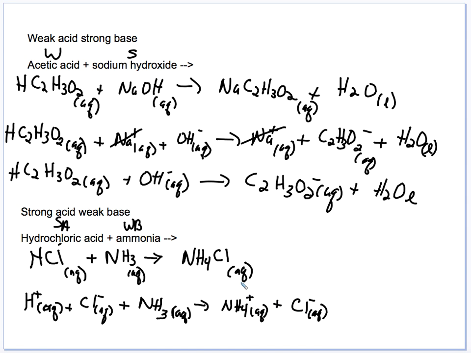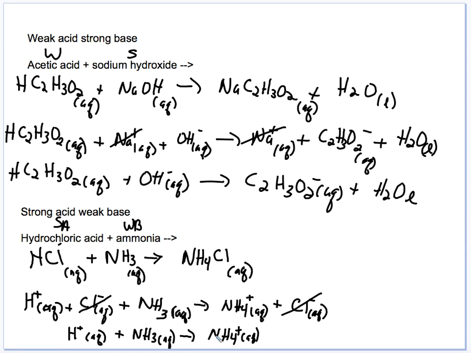Then what you do is you look at it, make sure it's balanced, which it is. But then you need to cancel anything that's aqueous on both sides. And you can see that the chloride is a spectator ion. It's aqueous on both sides. We can't cancel out the H+ because there's no aqueous H+ over here. So the net ionic equation for this is you have an H+ ion, which is going to react with this ammonia molecule, and what you're going to get out of it is the ammonium ion.